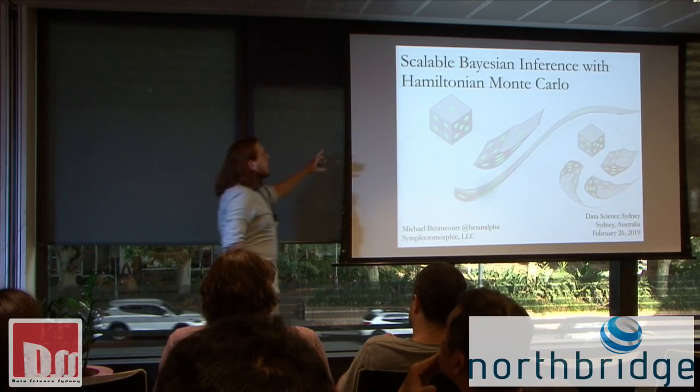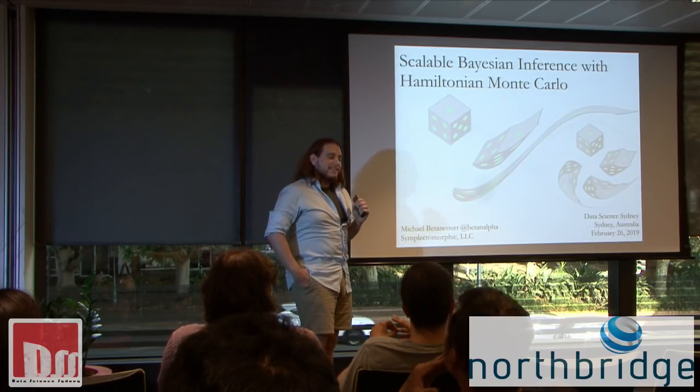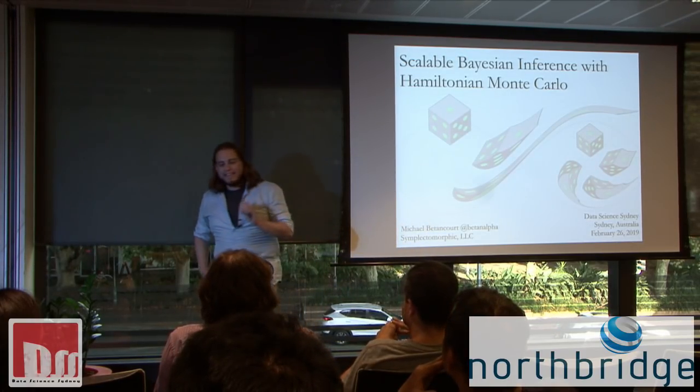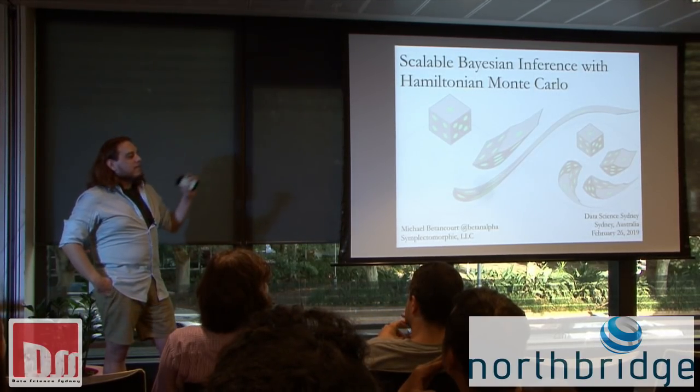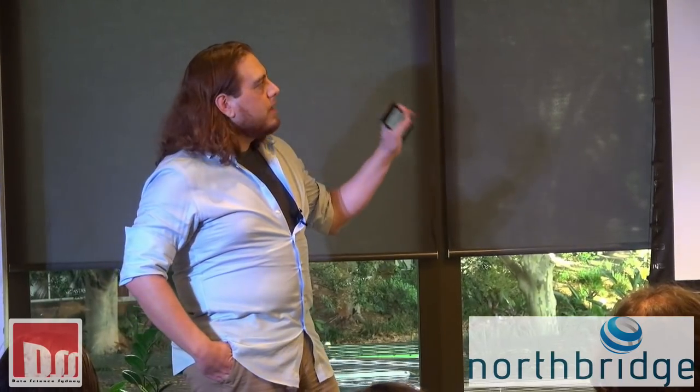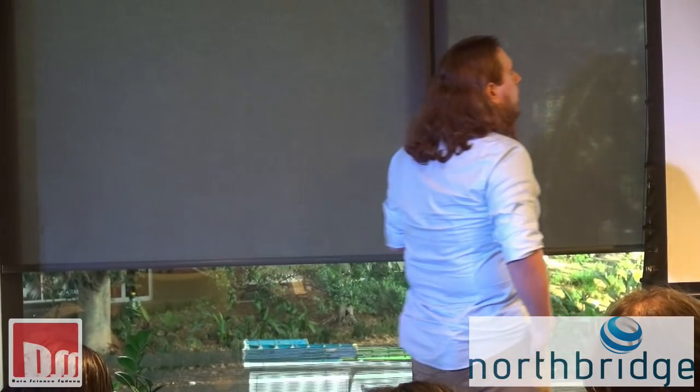In particular, this word scalable is thrown around a lot, and everyone uses it to mean something slightly different, usually, you know, to rationalize what they're trying to do already. So I'm going to define very particularly what I mean by scalable, what that implies for the difficulty of doing Bayesian inference, and then how we can try to ameliorate those difficulties, and that will very naturally lead us to Hamiltonian Monte Carlo.